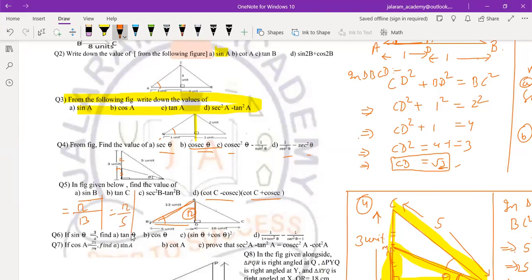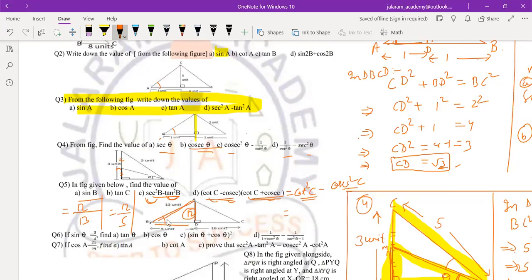Don't write directly. Follow the procedure which we have discussed in previous questions. Sec square B minus tan square B: first find sec B, then find tan B, then find sec square B minus tan square B. Similarly, this is cot C minus cosec C into cot C plus cosec C. Though you can use the algebraic identities also. It is cot square C minus cosec square C, using a minus b into a plus b equals a square minus b square. So you have to use it only once.